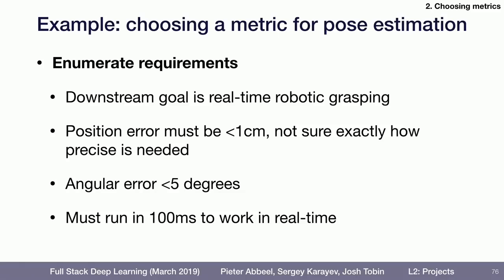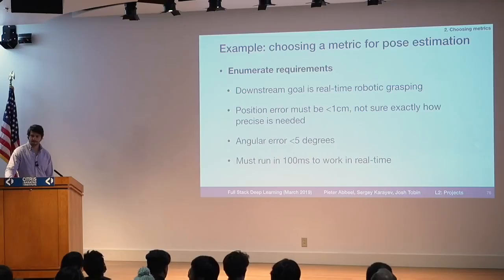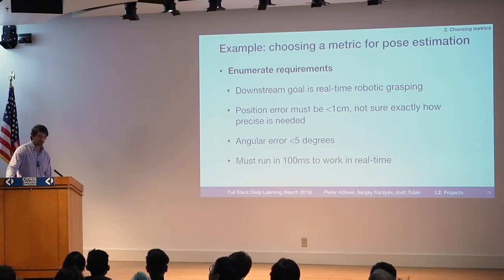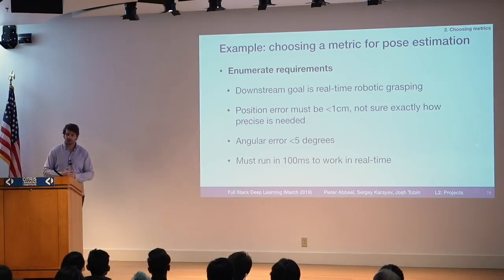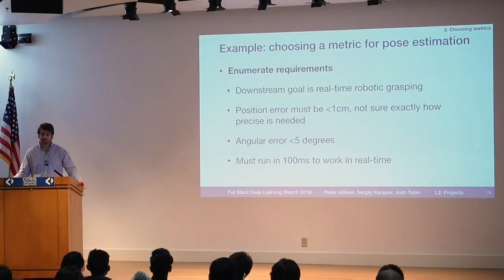Question: If the object is spherical or something, how do you decide the orientation? Yeah, that's a great question. There's not a single canonical orientation for every object. So you might need to do it up to some sort of rotations of the system.